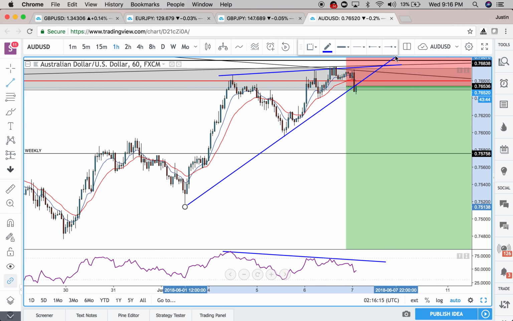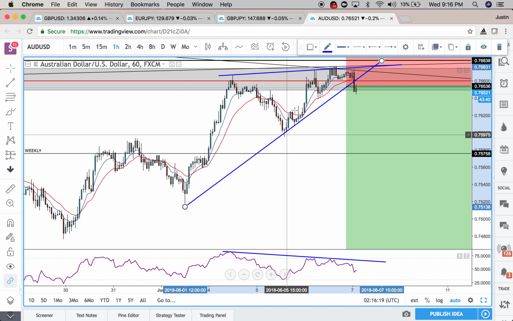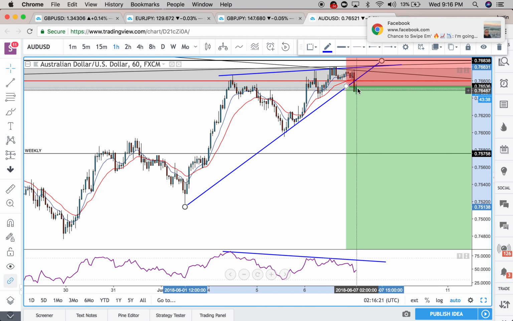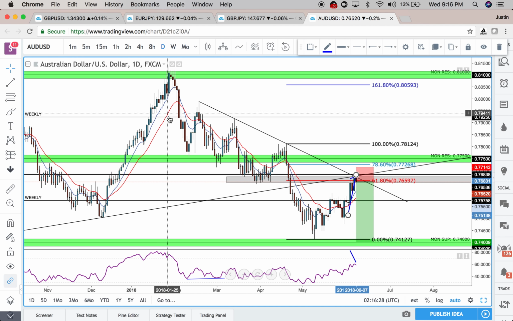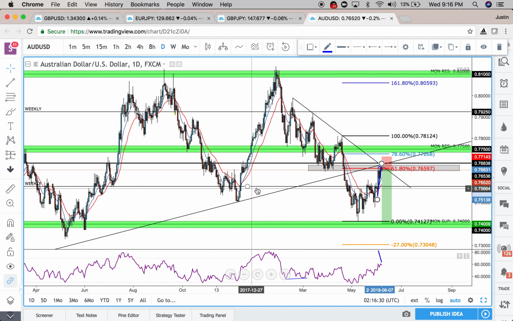The last thing I'm going to say about this pair is I like this trend line right here. I like how 1, 2, and then on the 3rd attempt it broke. It's looking like it's about to retest now, and then we'll be looking for the selling opportunity. So once again, guys, hopefully this setup makes sense. We have the weekly trend line retest. We have a daily trend line test.